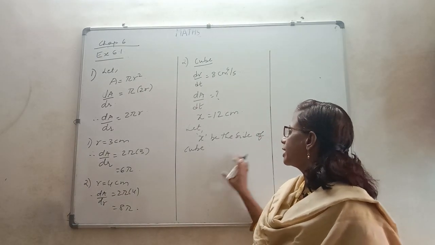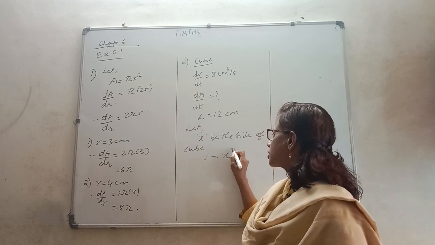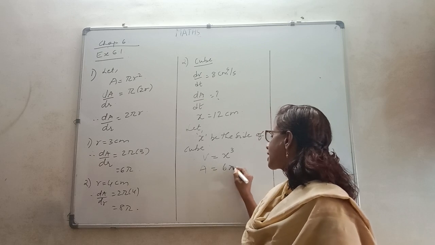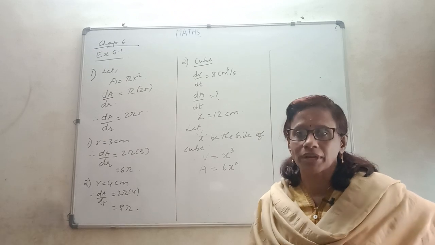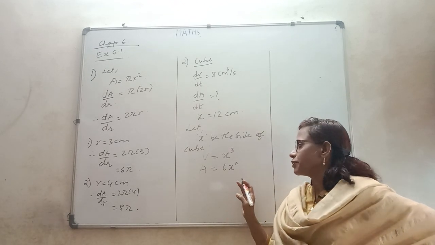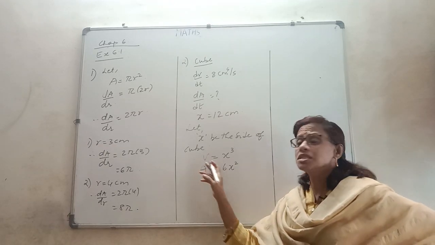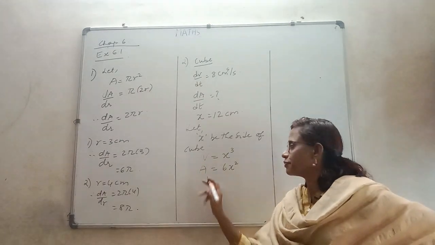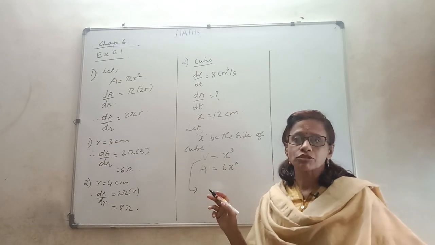So that's it. Let x be the side of the cube. If that is the case, then volume we all know is x cubed. Surface area we all know is 6x squared, and lateral surface area is 4x squared. But because they have asked us the total surface area, we'll look for this. These are the things that we have. Since we know dV by dt, let's go on to find the derivative of V. We'll take the derivative with respect to t on both sides.